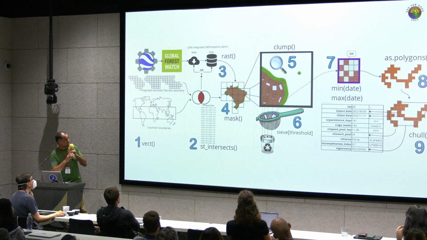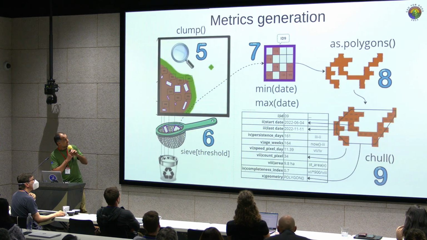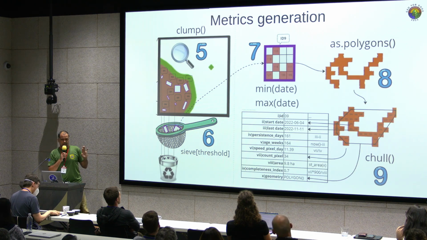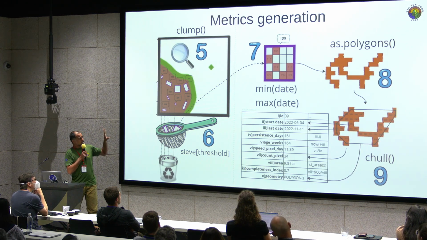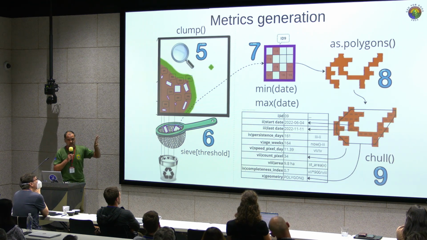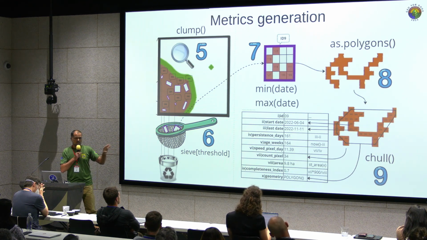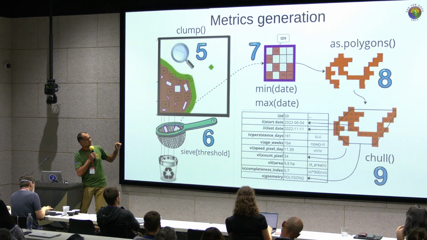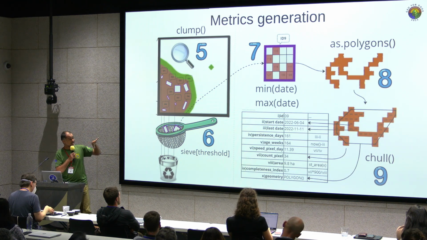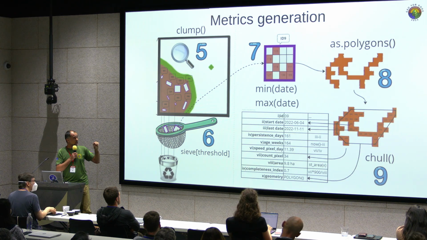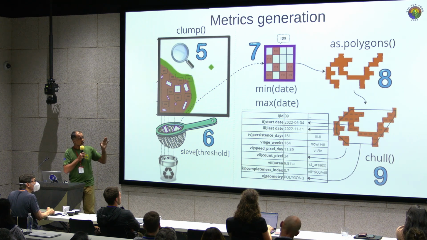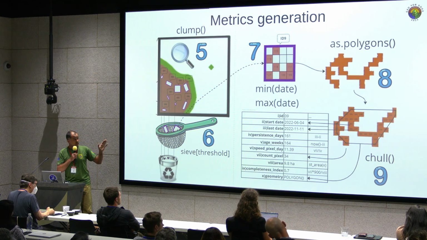This is the whole process, but I will focus only on the metrics generation. The idea is pretty simple. We first run a clump function to identify contiguous pixels with deforestation. We can apply a threshold to avoid isolated pixels, and then we scan each clump to collect the minimum and maximum date, the earliest and the latest date. With this data, we can calculate the speed of deforestation for each single deforestation.